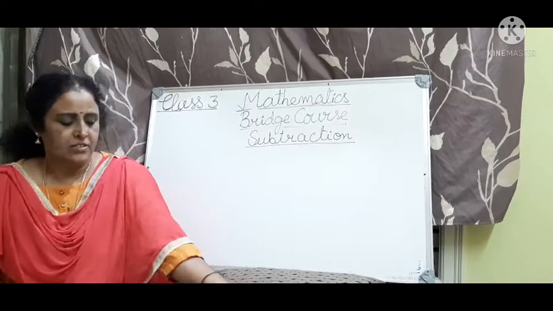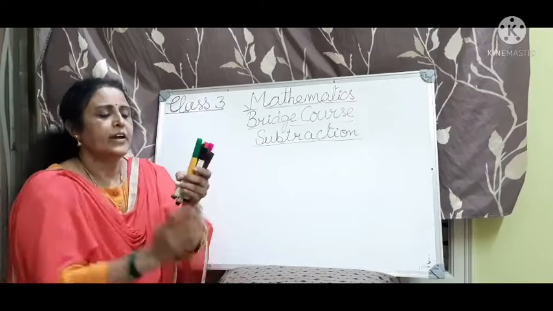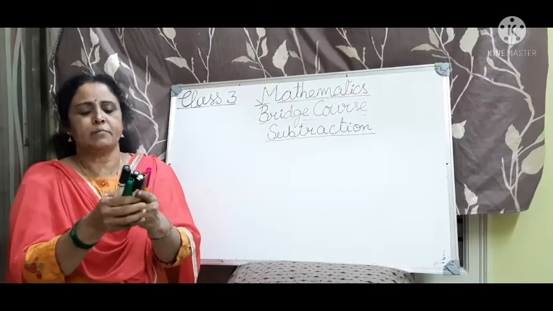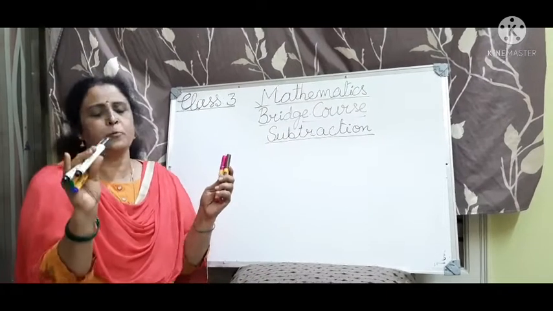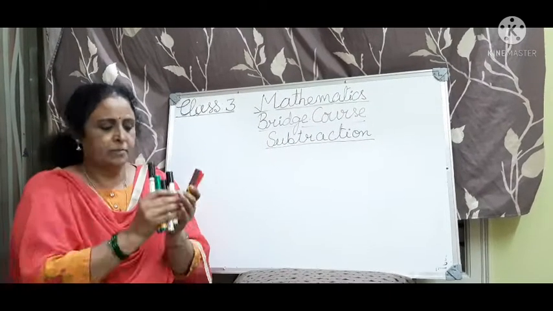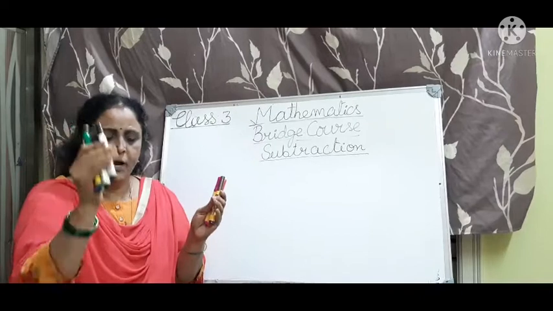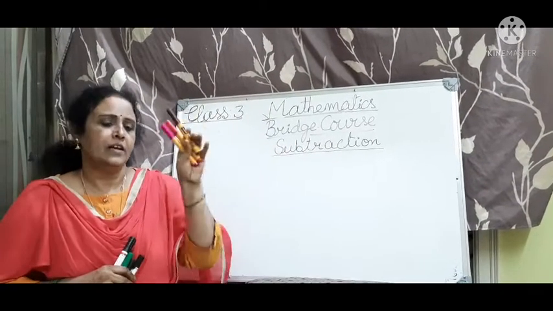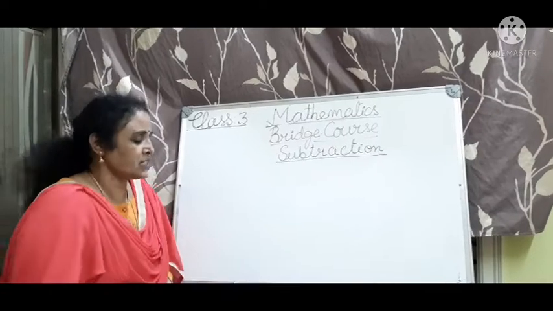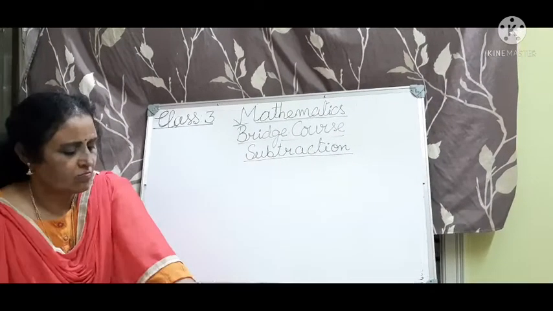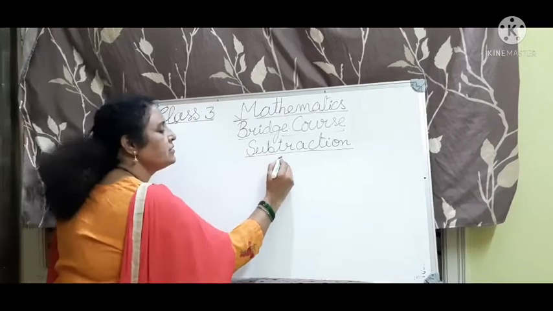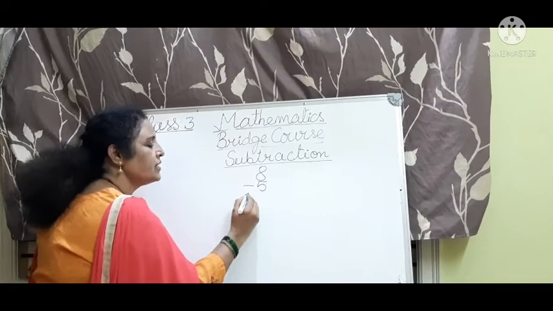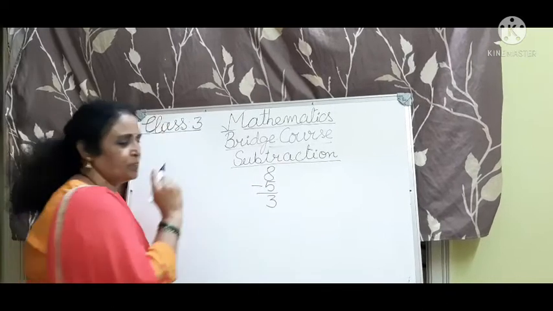Now see here, I have 8 pens. From these 8 pens I will take out 5 pens. Then how many are remaining with me? Now 3 pens are remaining with me. How to write this? 8 minus 5 equals 3.